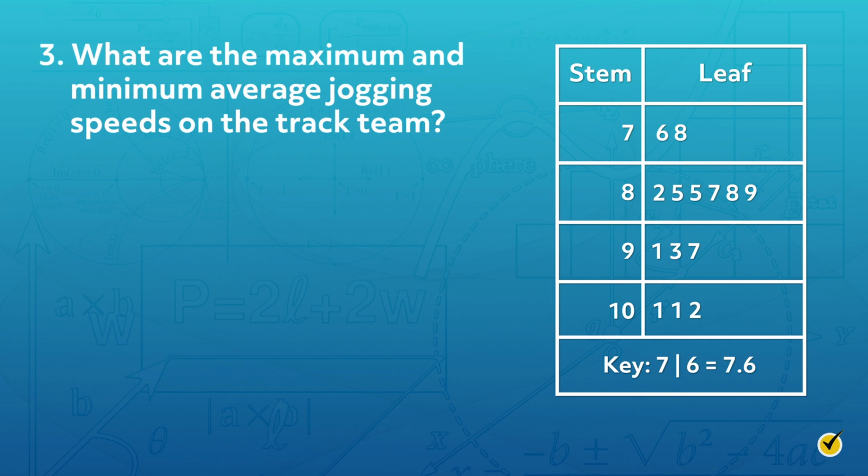What are the maximum and minimum average jogging speeds on the track team? The maximum average jogging speed is the fastest speed recorded, which is 10.2 miles per hour. The minimum average jogging speed is the slowest speed recorded, which is 7.6 miles per hour.